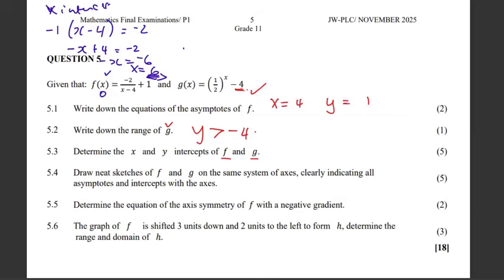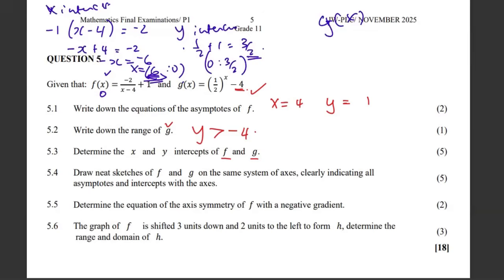And then the y-intercept, we said x is 0. So when you put a 0 here, you're going to end up with just a half plus 1, which gives you 3/2. Okay, so 0, 3/2, and 6, 0. Then let's look at g. For the y-intercept, x is 0. So it's going to be a half to the 0 minus 4, which gives us -3.